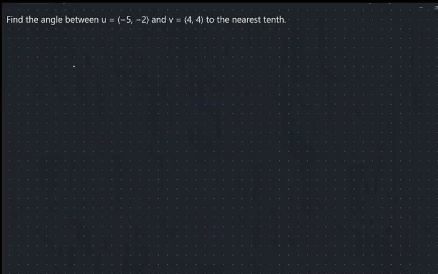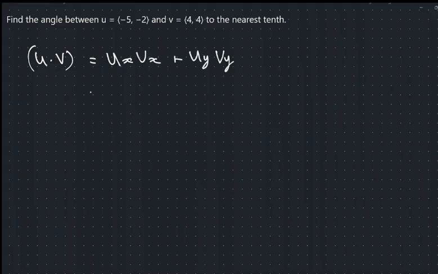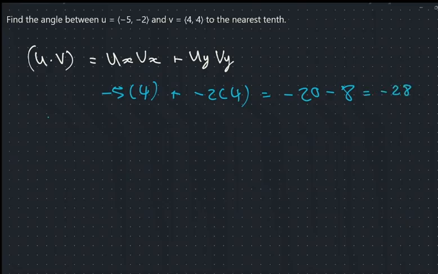Now let's repeat the steps for this question as well. So let's find u dot v, and it's equal to again ux vx plus uy vy. Therefore, we can substitute the numerical values. So negative 5 times 4 plus negative 2 times 4, and this will give us negative 20 plus negative 8, so negative 28. And then this was the first step. Let's go to the second step.